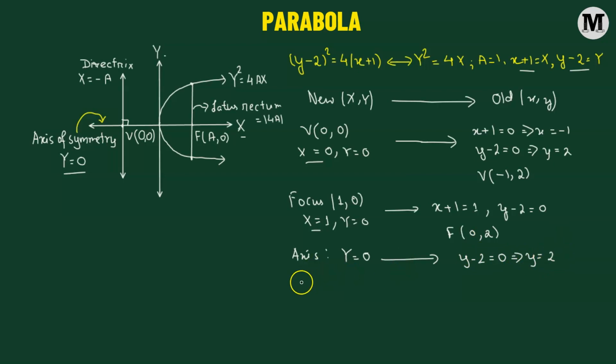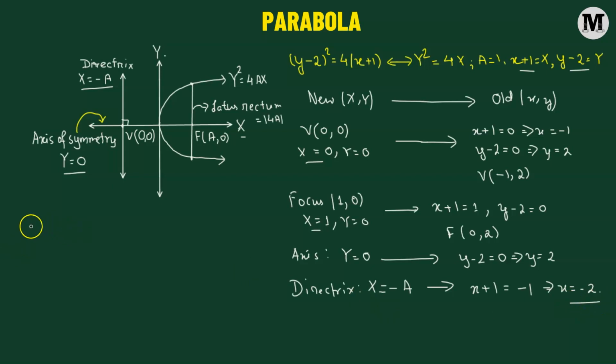Then we have the directrix. The directrix equation is given by x equals negative a. So what we'll do is replace the value of x with x plus 1. This will be equal to negative a. So a value is 1, which means that x will be equal to negative 2. So this is going to be the equation of the directrix in the old coordinate system.